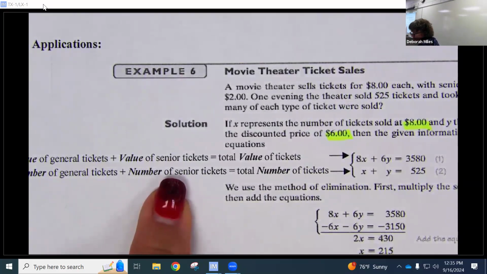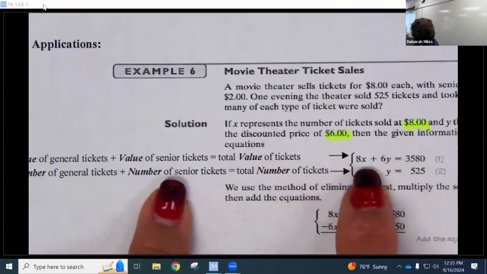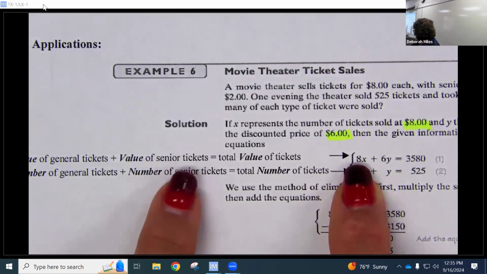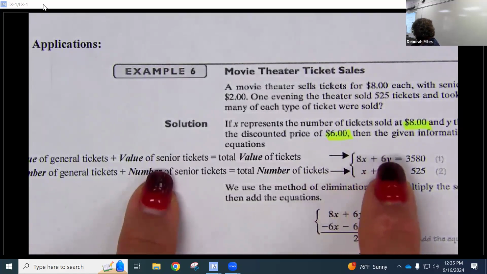If you sold 2 tickets for $8, what would your revenue be? 16? If you sold 5 tickets for $8, what would your revenue be? 40? So if you sell X tickets for $8, what's your revenue? 8X. That's your revenue from the general tickets. And then if you sold Y senior tickets for $6 each, your revenue is 6Y.